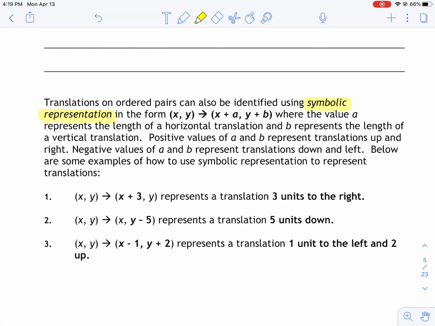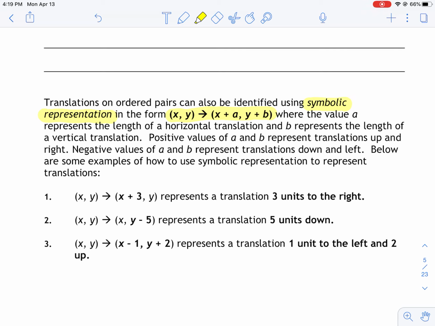This is a way to show a translation just by an ordered pair without graphing them. So the values of A and B represent translations up, down, left, and right. If A and B are positive, then if A is positive, it's a translation right. If B is positive, it's a translation up. And notice that A is going to always be with X. Y is always going to be with B. Okay? So, again, up and right are positive.